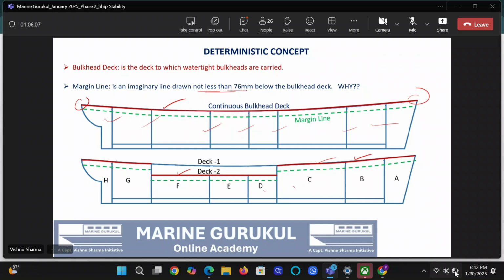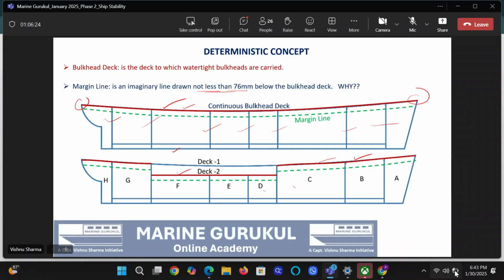Now, why are we talking about this margin line? Guys, your ship's watertight chamber is made of the keel at the bottom, ship sides on the sides, and the deck on top, the bulkhead deck.